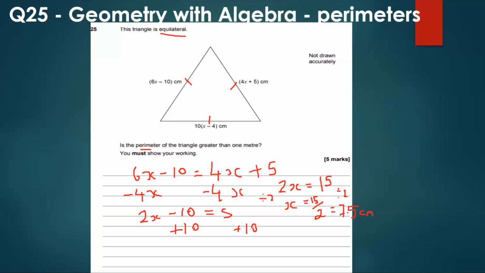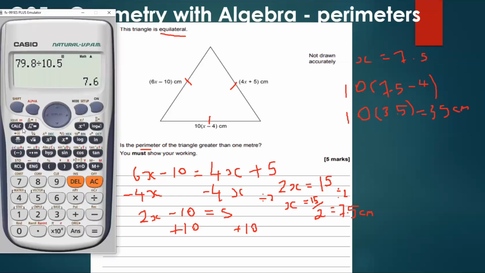So subbing it into this one here, x is 7.5. So the value of my expression for 10 lots of that is going to be 10 brackets 7.5 subtract 4. So that's going to be 10 lots of 3.5, which is going to be 35. So this length here is going to be 35 centimeters. Hopefully you're with me so far. So this length here is going to be 35.